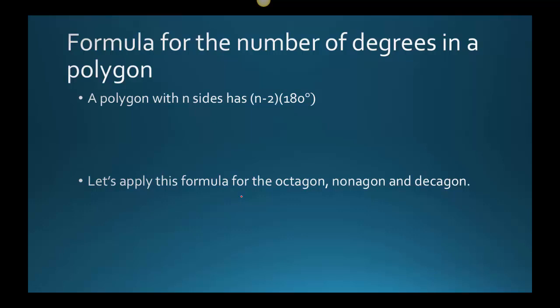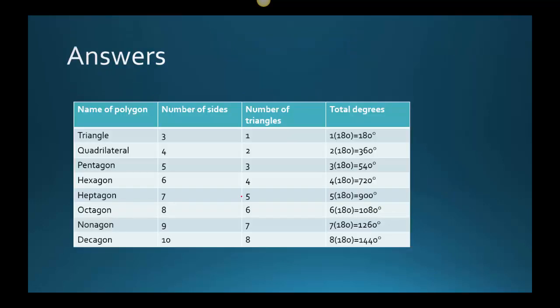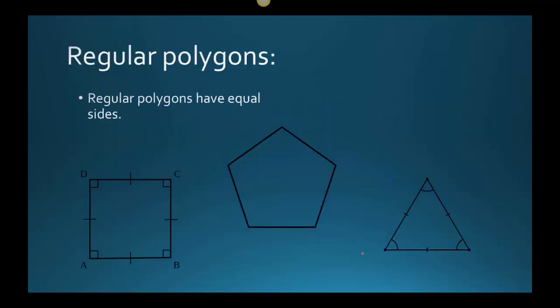So let's look at octagon, nonagon, decagon. This time I'm not going to draw all the little triangles. I'm just going to subtract 2 and multiply by 180. So for the 8, subtract 2 is 6. 6 times 180 is 1080 degrees. Here's 9. That's a nonagon. I subtract 2, 7. I multiply by 180. I get 1260. Here's decagon, 10. Subtract 2, give me 8. 8 times 180 was 1440 degrees. Okay.